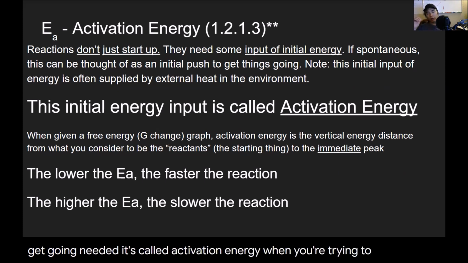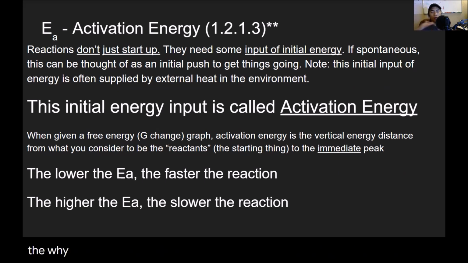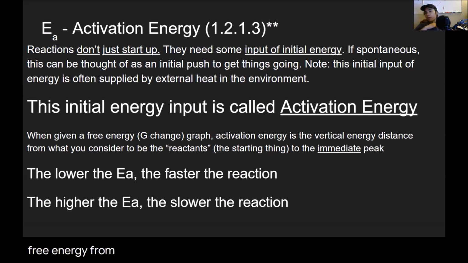When you're trying to find the activation energy on one of those graphs that we saw earlier, with the energy on the y and the reaction coordinate on the x, the activation energy is the distance of free energy from your reactants to the immediate peak. The lower the activation energy, the faster the reaction. This is important. The higher the activation energy, the slower the reaction.